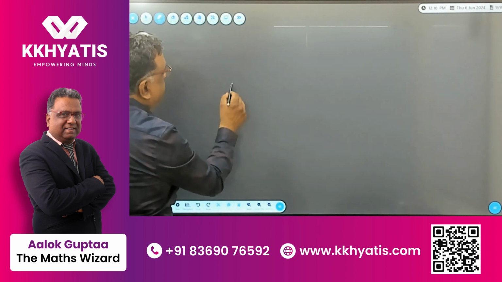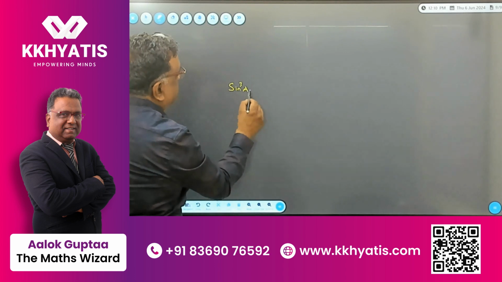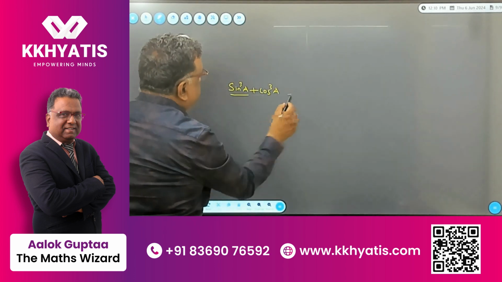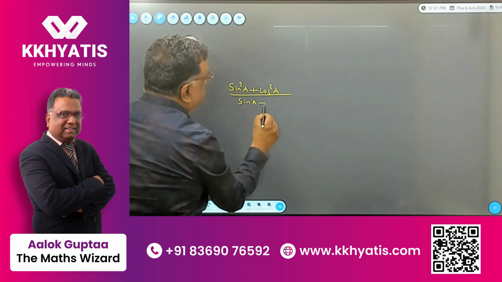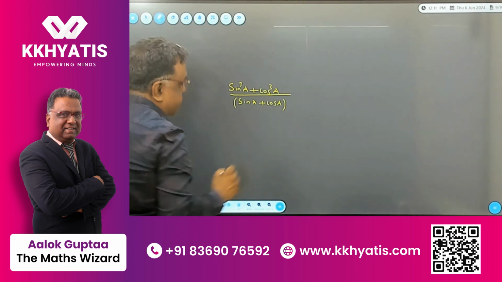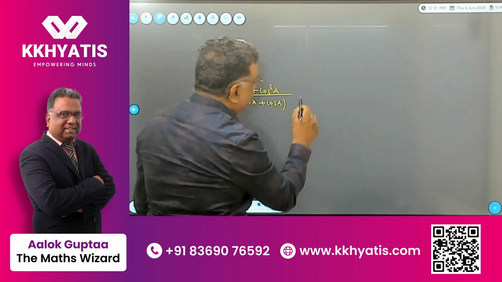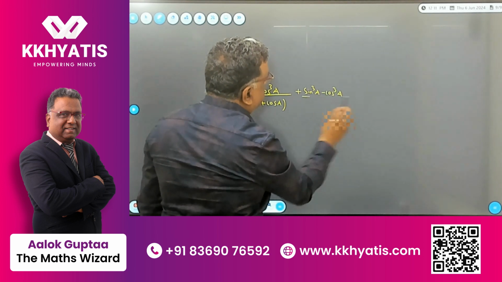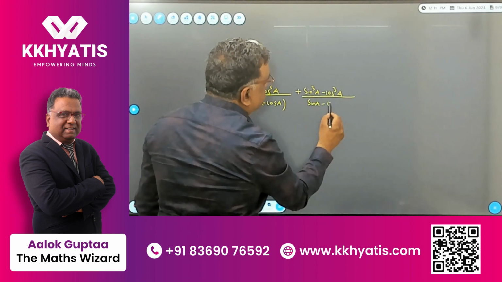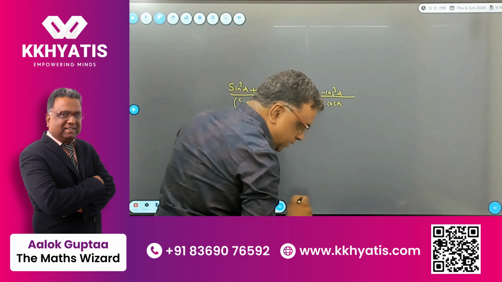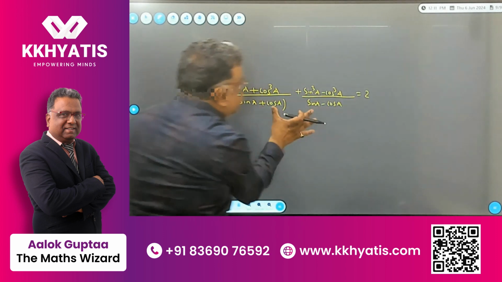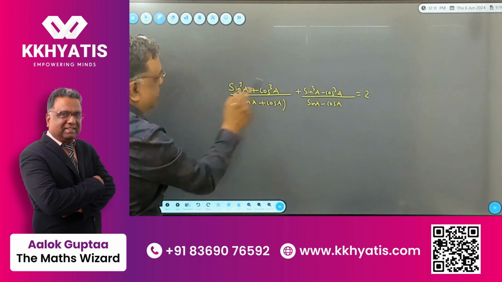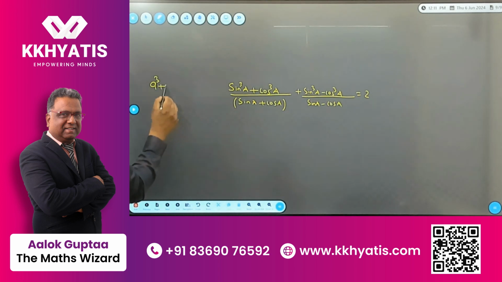So like, (sin cube A plus cos cube A) upon (sin A plus cos A) plus (sin cube A minus cos cube A) upon (sin A minus cos A) equals 2. You have to prove this expression is equal to 2. So again, if you see here, this is of type a cube plus b cube.